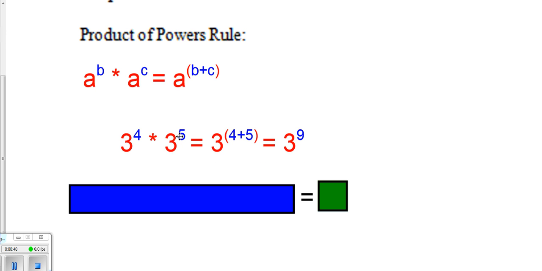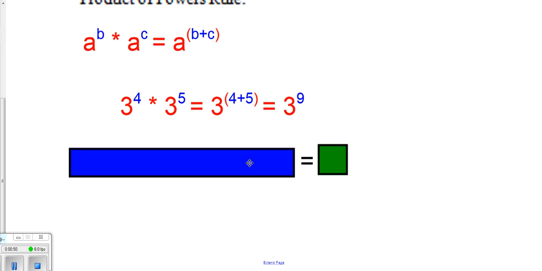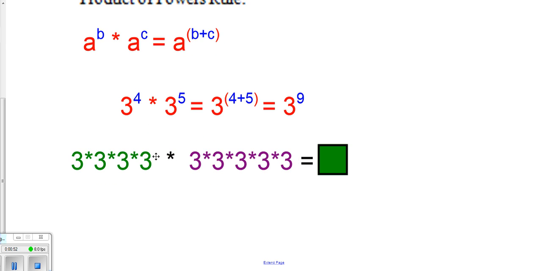As an example, we can take 3 to the 4th power times 3 to the 5th power. That's going to be 3 to the 4 plus 5, so it's going to be 3 to the 9. Another way to show that: 3 to the 4th means 3 times 3 times 3 times 3, times 3 to the 5th, which is 3 times 3 times 3 times 3 times 3. So really we have 9 of these 3's being multiplied together, so 3 to the 9th power.